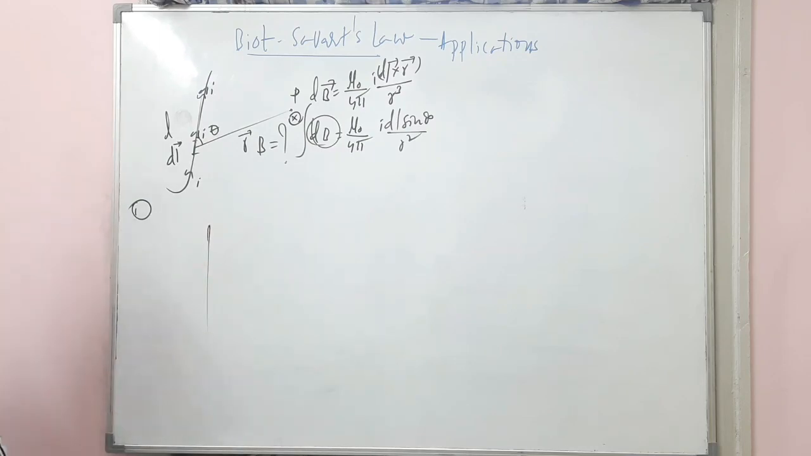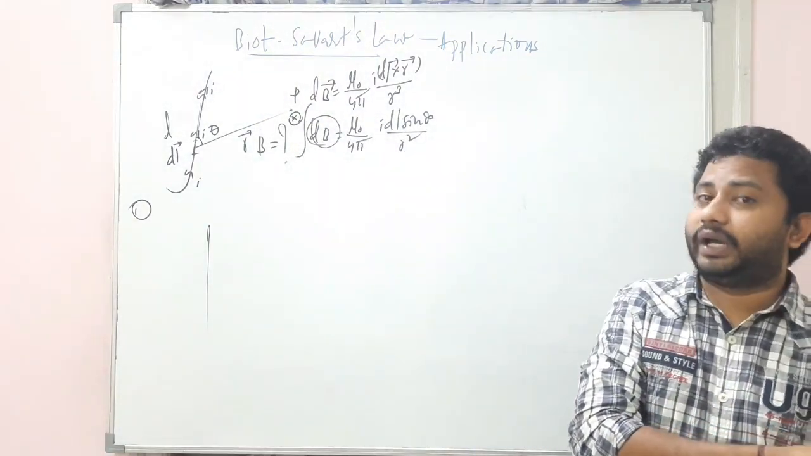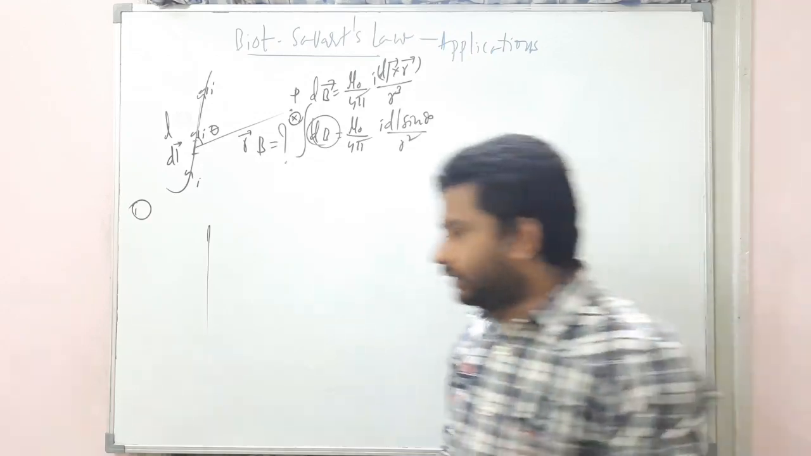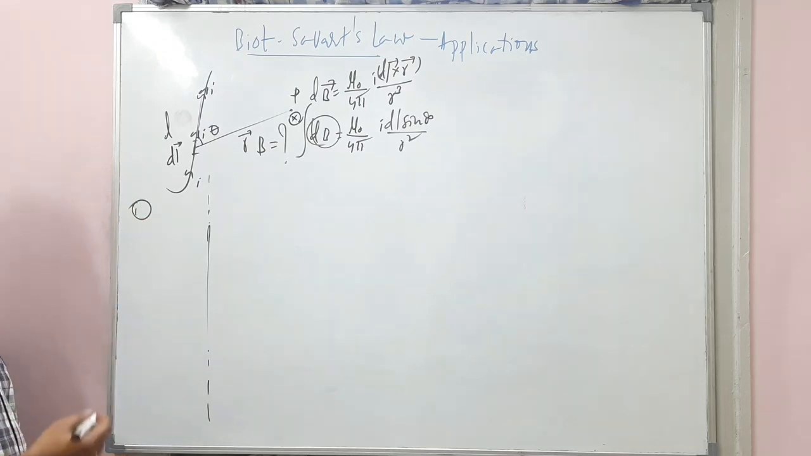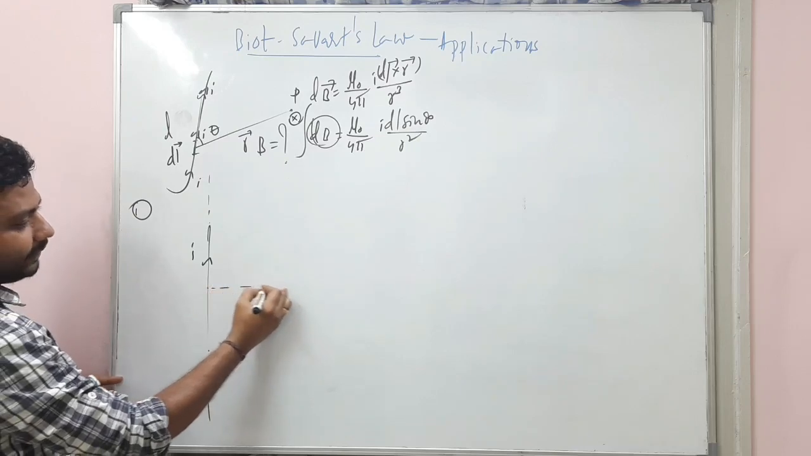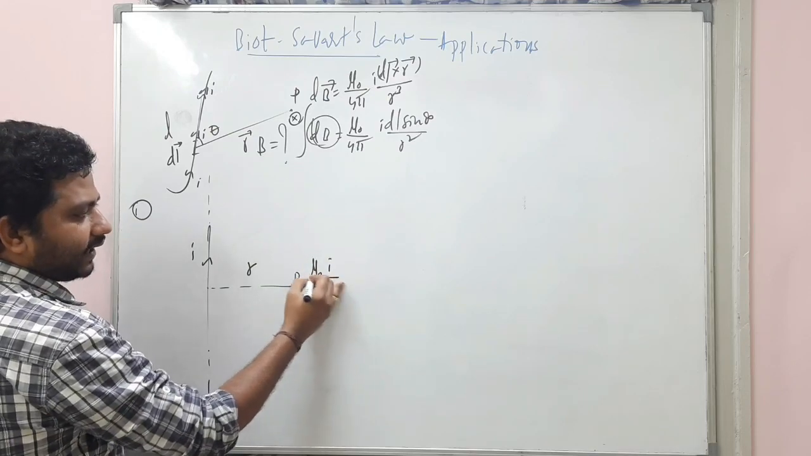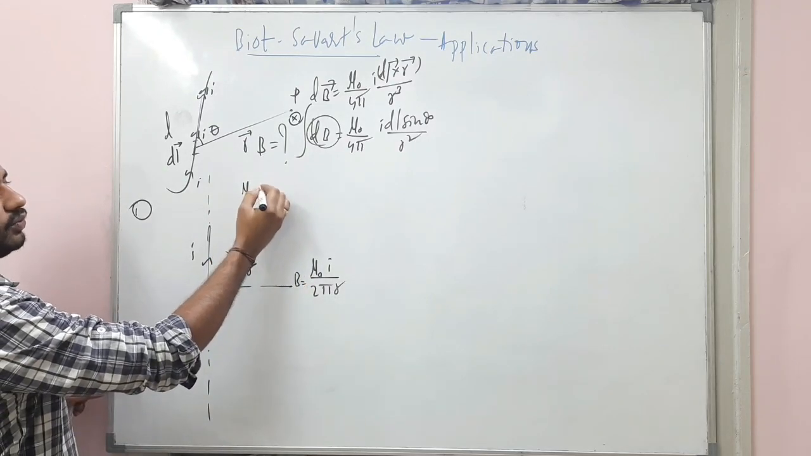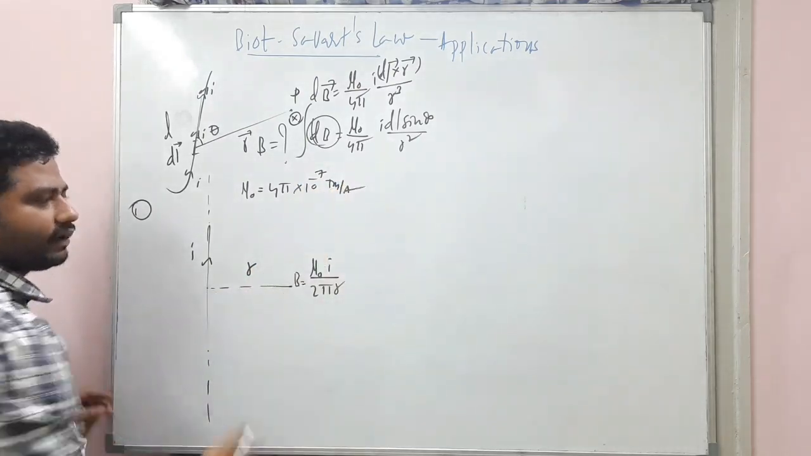There is a long straight current carrying wire. Sometimes they will not mention that it is an infinite wire; they will just mention a long straight current carrying wire. That means this is a current carrying wire of infinite length, and the current is I. In this case, at any perpendicular distance r, the magnetic field is mu naught I by 2 pi r. Simple. Regarding the mu naught value, you should not get confused: it is 4 pi into 10 raised to minus 7 Tesla meter per ampere.